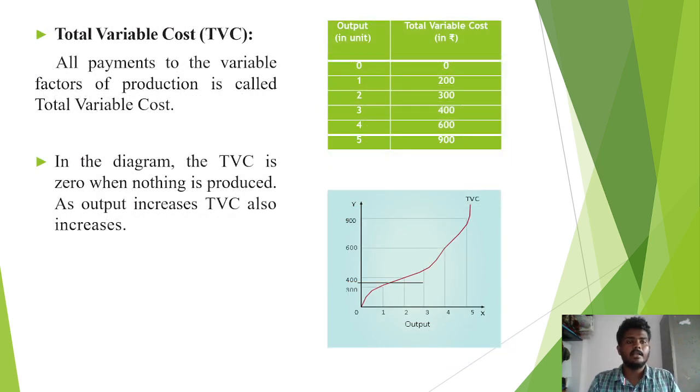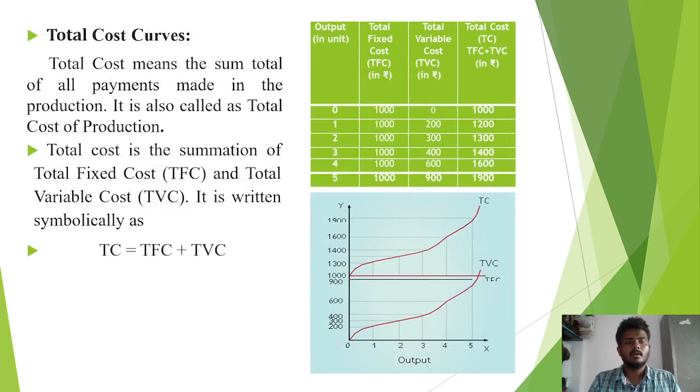A total variable cost. A total variable cost is nothing but the variable cost, so it varies when the output units vary. Here we give the output as units and the total variable cost in rupees. If the total units increase, the cost also increases. We can see in the graph that if the output increases, the cost also increases. A total cost curve. Total cost means the sum of all payments for the cost of production, which is the addition of total variable cost and total fixed cost.